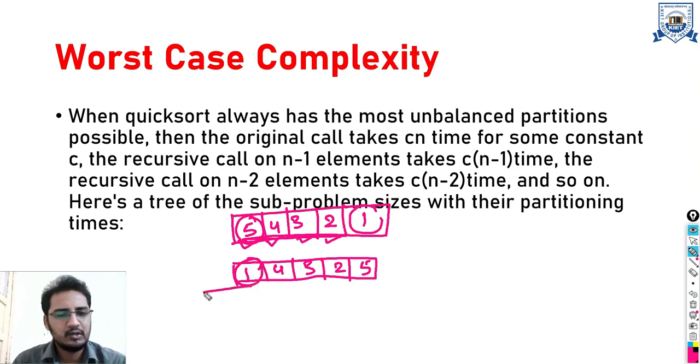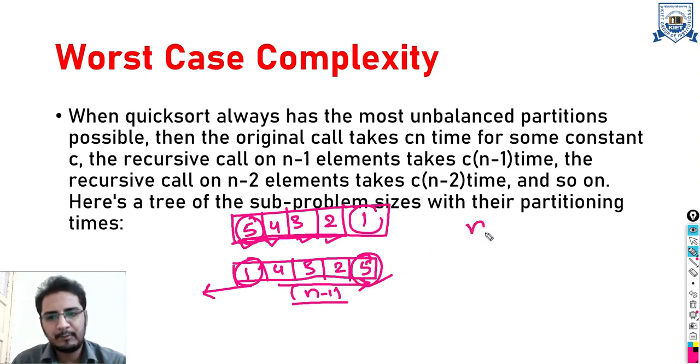You are not getting any array on the left hand side. This n minus 1 length of the array remains on the right hand side. Now in the next step you will take this as the pivot element and it will not be swapped because 5 is at its correct position, but the partitioning algorithm will run. So if you have a problem of size n and you are not getting any problem on the left hand side to solve, and n minus 1 problems remain on the right hand side.